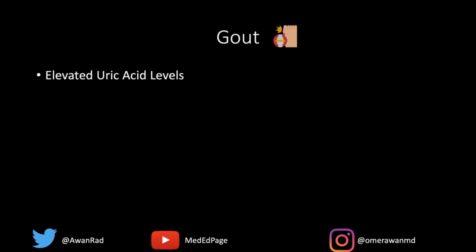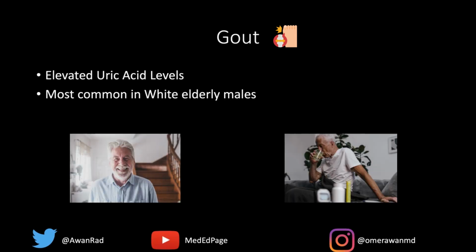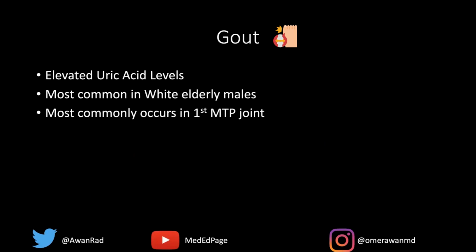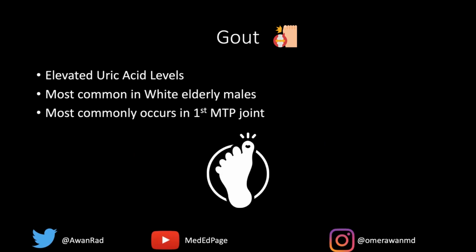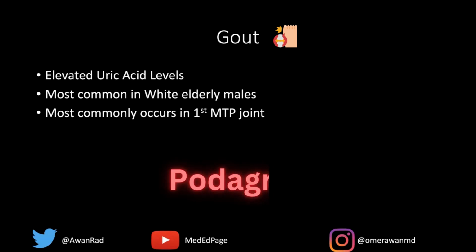Typically, you get monosodium urate crystal deposition around joints and soft tissues. Laboratory-wise, you can have elevated uric acid levels. This is most common in white elderly males, okay? And this most commonly happens at the great toe, right? The first MTP joint, the first metatarsophalangeal joint, when there's acute pain and redness. It's known as podagra, right?